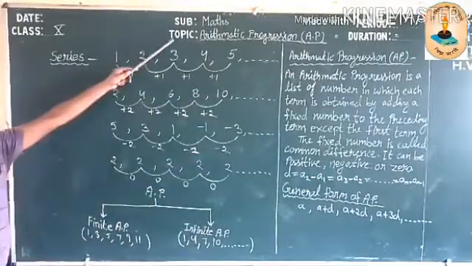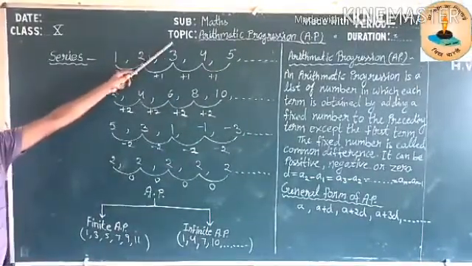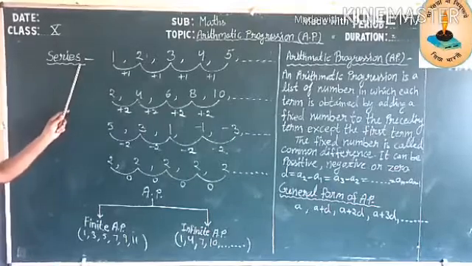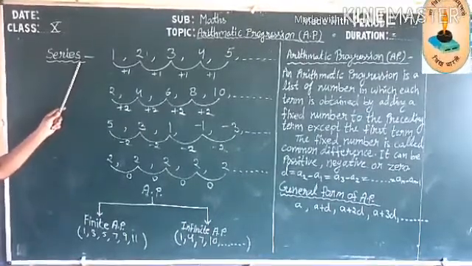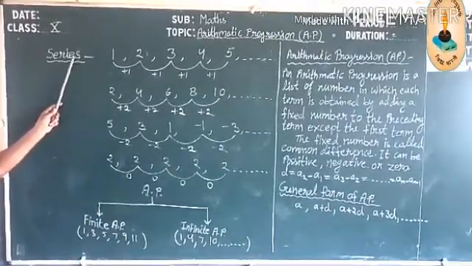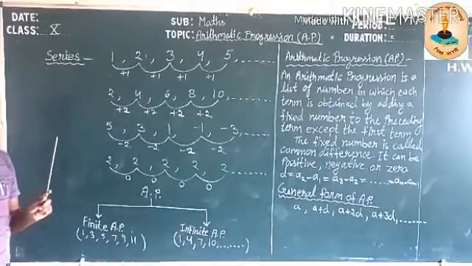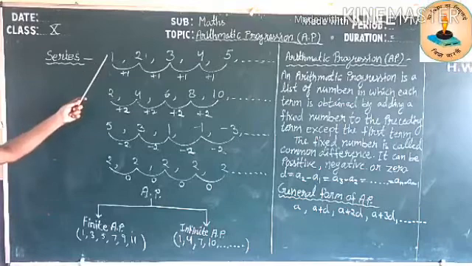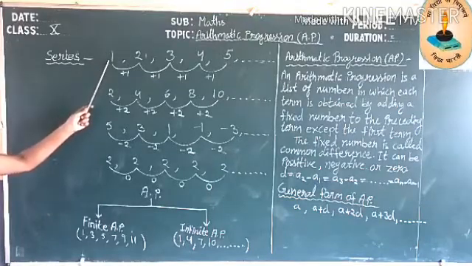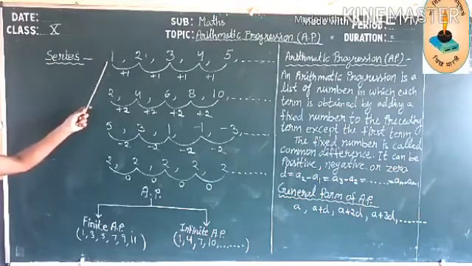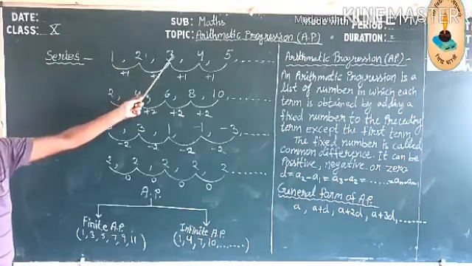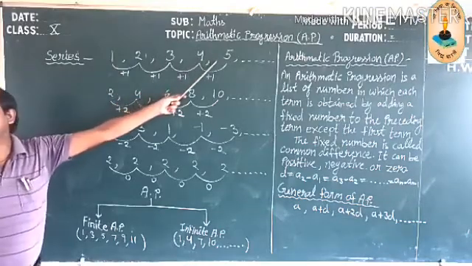To describe the arithmetic progression, first we have to describe series. The series is a definite pattern. Like, we have to know about the counting numbers. Counting numbers are 1, 2, 3, 4 and 5.